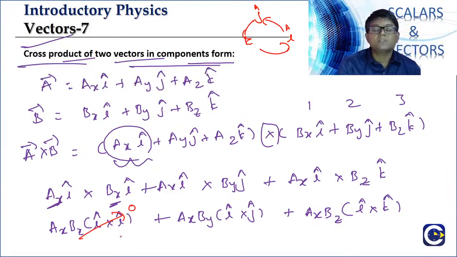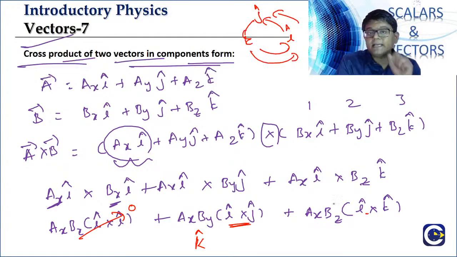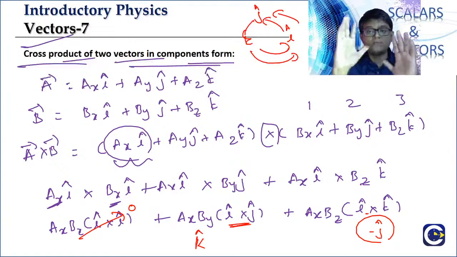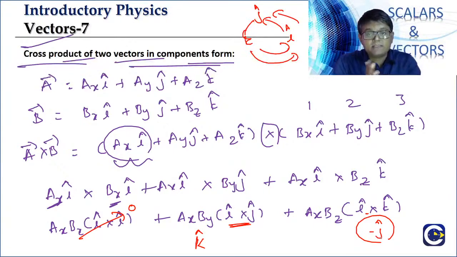First I cross I is what? 0. I cross j means what? Remember, I cross j will be what? K. So this is what? Ax into by into k cap. Okay, I cross k is what? See, k cross I will be j, I cross k means opposite, right? It will be what? It will be minus j. So it will be what? Minus j. See, I am not remembering anything. I am just trying to get the values from that anti-clockwise circle.